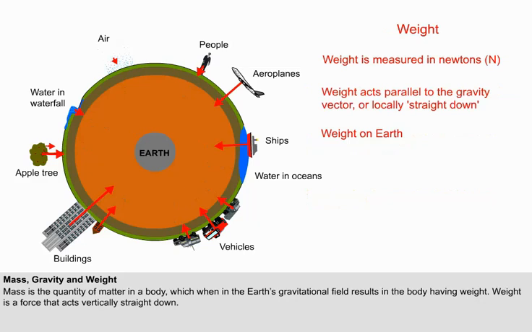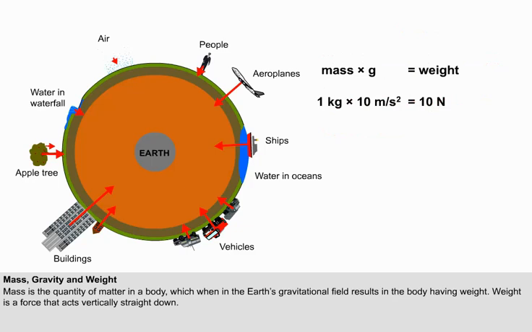Weight is the force that a mass exerts when it is in the gravitational field. Weight acts parallel to the gravity vector and is locally taken to act straight down. The SI unit for weight is the Newton, designated by the symbol N. Weight can be calculated by multiplying the body's mass by the acceleration due to gravity, which is 10 meters per second squared. This means that a mass of 1 kilogram has a weight of 10 newtons on Earth, and a 60,000 kilogram aeroplane has a weight of over 500,000 newtons.